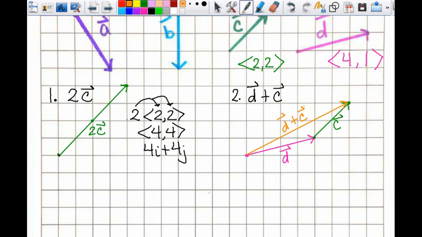So guess what? If I do D, which was 4, 1, plus C, which is 2, 2, all I do is add the x's and the y's, and what I get is 6, 3. If I start here, I go to the right 6 and up 3. There's your component form. IJ form would be 6i plus 3j. Everybody okay with all that? Stop me if you have questions.